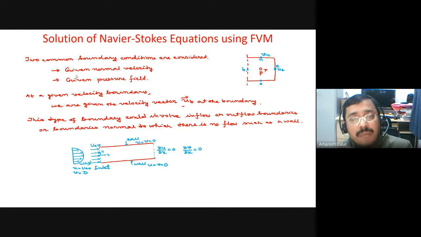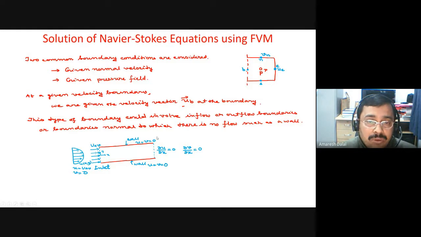That means velocities are 0, and at outflow generally we use the gradient in the velocity directions, we make it 0: del u by del x is 0, del v by del x is 0. So these are the velocity boundary conditions.